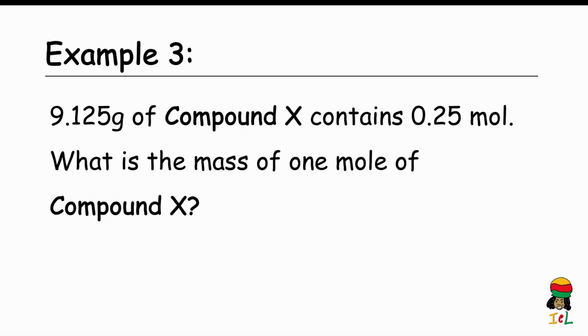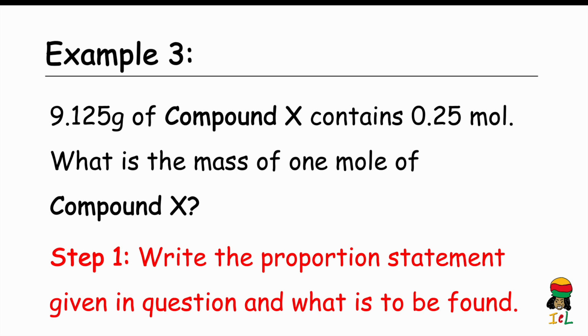Example 3. 9.125 grams of compound X contains 0.25 mole. What is the mass of 1 mole of compound X? In this question, we have no known compound. We have an unknown compound, compound X. Therefore, step 1 would involve writing the proportion statements given in the question.